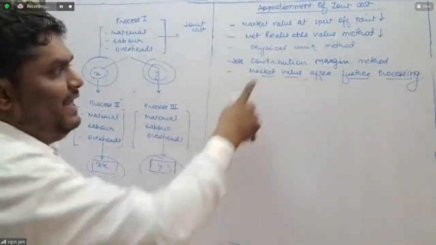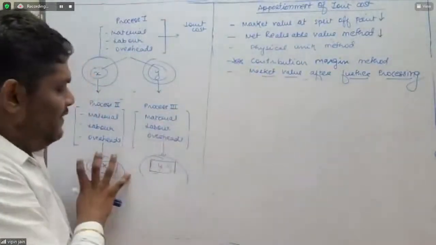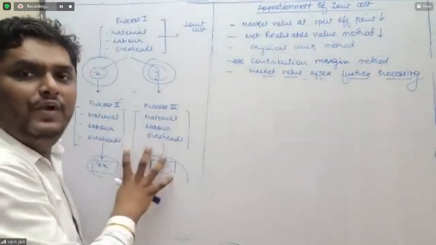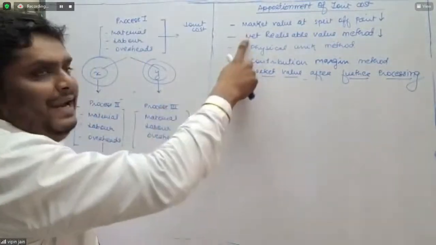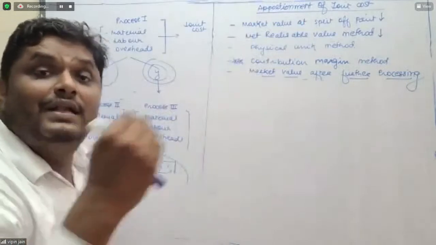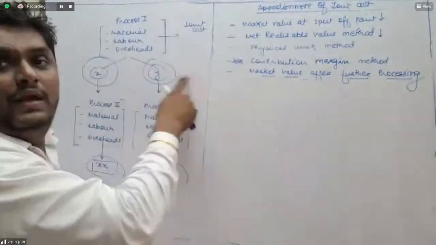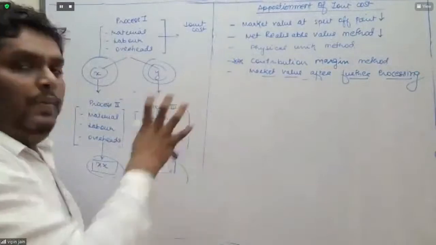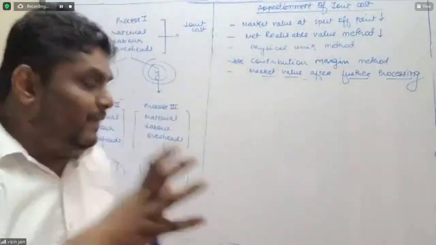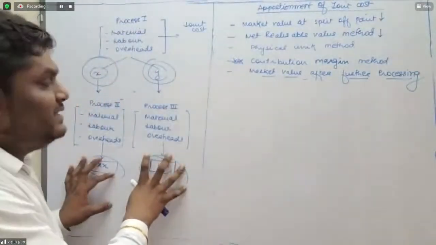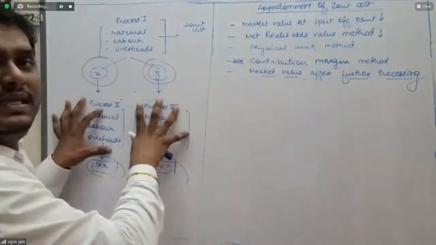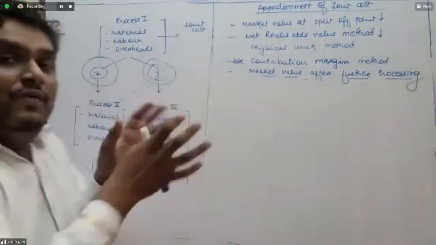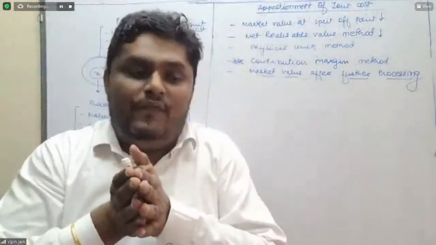I repeat again, Riya, as far as this method is concerned, we are simply taking the sale value of double X and double Y. But in the NRV method, we are calculating the dummy market value of X and Y, not double X and double Y. So when talking about X and Y dummy market value, the market value of double X and double Y minus the further processing cost of process second and third, we will get the net realizable value of X and Y.